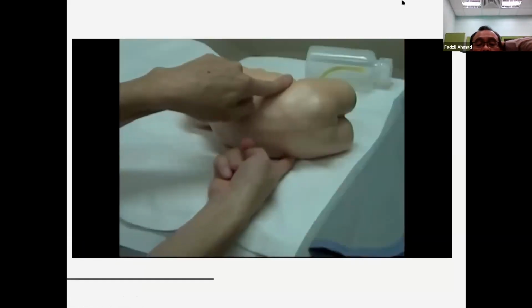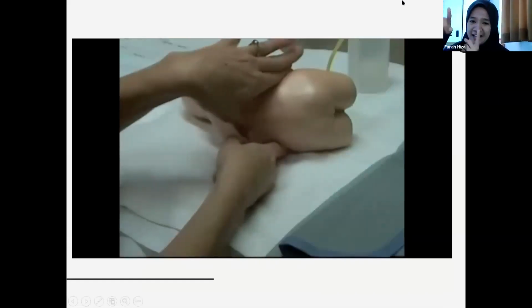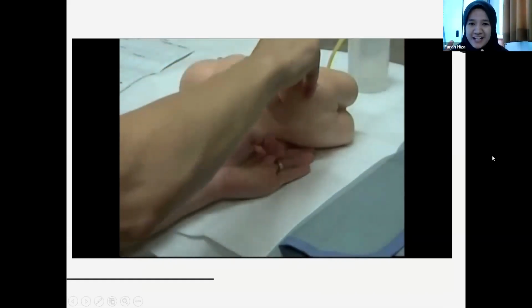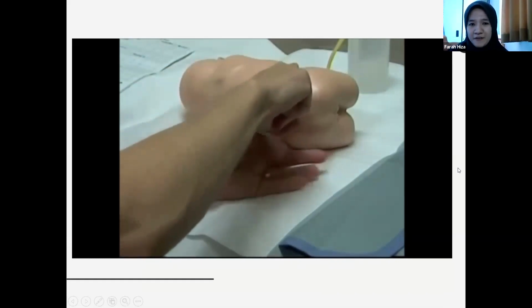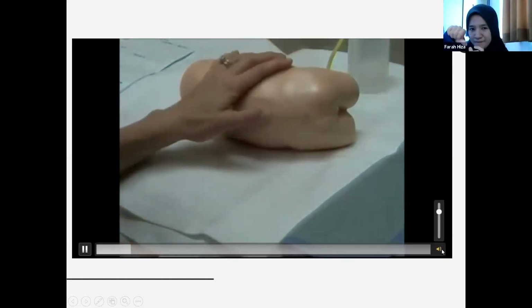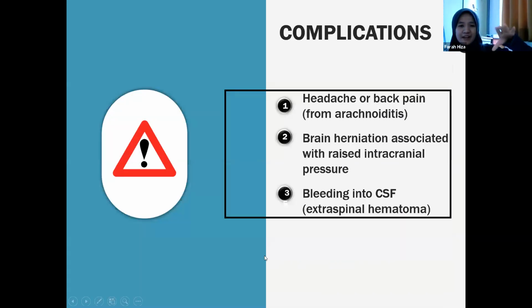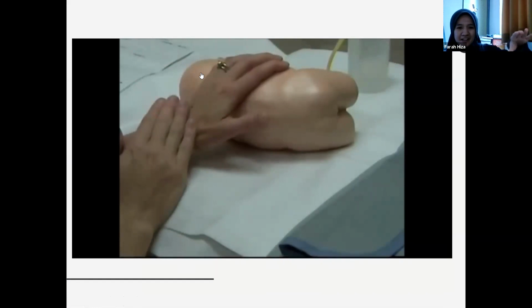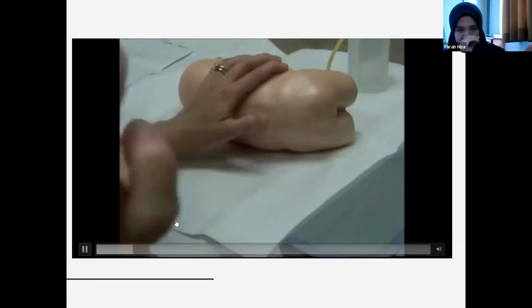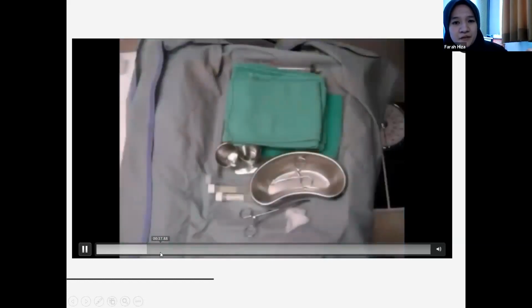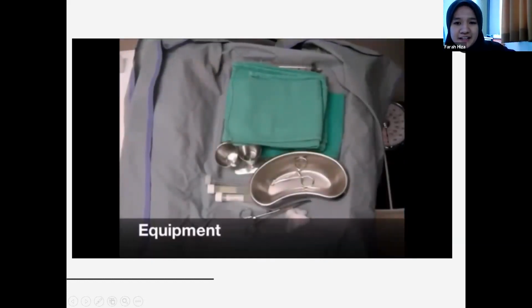Okay. So first we do the landmarking. The landmarking, like I said, is the highest point of the two iliac crests. This is a newborn, a small child, so we do the landmarking with both our hands. We have an imaginary line between the two iliac crests, and then you mark it with your thumb. Okay, so that's how you mark it. When you mark it, you just keep your thumb put at the marked area. So you make sure it stays where you marked it.